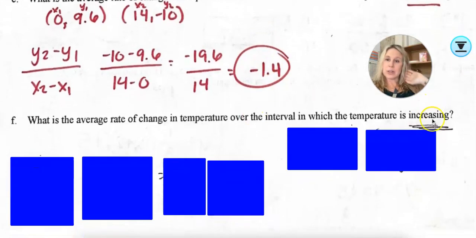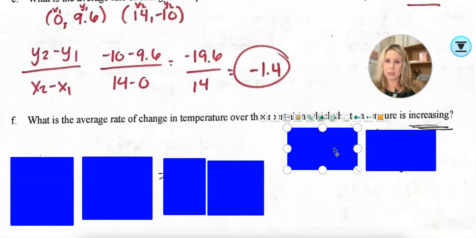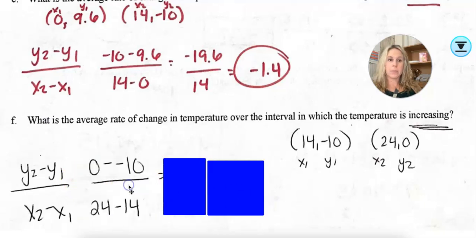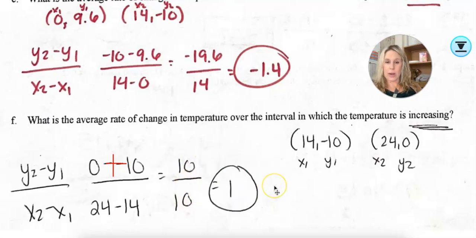To find the average rate of change where it is increasing, from the vertex and on, which would be our x-intercept, we're going to use our vertex, and then we're going to use our x-intercept of 24, 0. So again, same formula, plug in the equation. This one is a little bit trickier because you have minus a negative. So you would have 0 minus negative 10. And if you remember, two negatives make a positive. So this is essentially 0 plus 10. 10 divided by 10 is a 1. And so the average rate of change is positive, which makes sense because it is increasing.